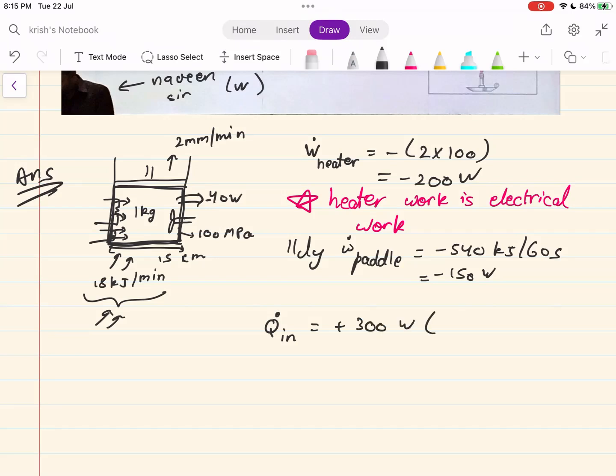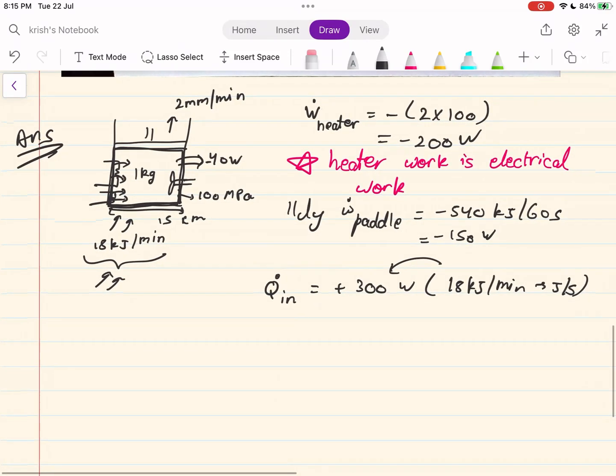If you convert 18 kilojoule per minute to joule per second, you will get it. And the rate of heat loss through the walls is given as minus 40 watt. Again, this is heat loss because it is happening across the boundary.